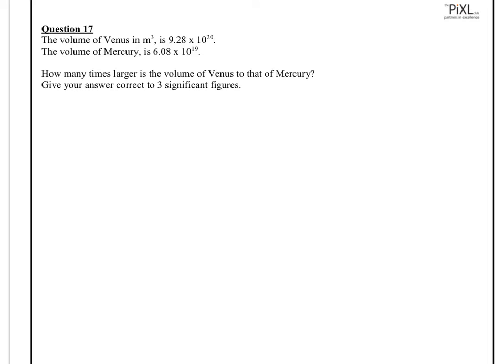Question 17. The volume of Venus in meters cubed is 9.28 times 10 to the power of 20, and the volume of Mercury is 6.08 times 10 to the power of 19. How many times larger is the volume of Venus to that of Mercury? Give your answer correct to 3 significant figures.